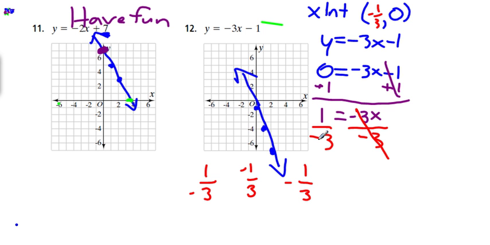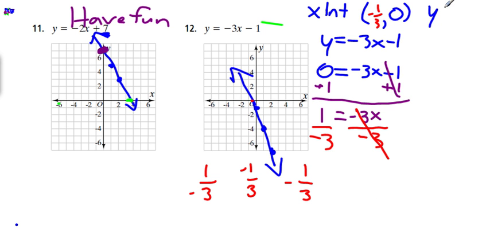Okay? So negative 1/3, 0, we can kind of see that here. Kind of. My line's not that great. Yeah, it should be right about there. So my line needs a little bit of fixing. Oh well. There it is. How about that?